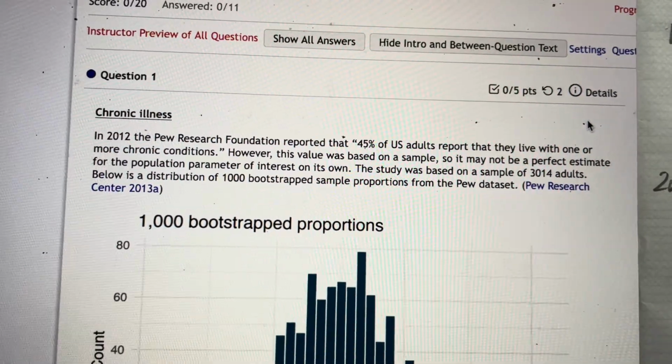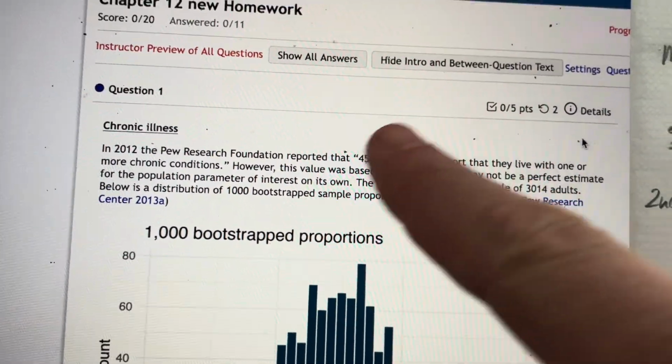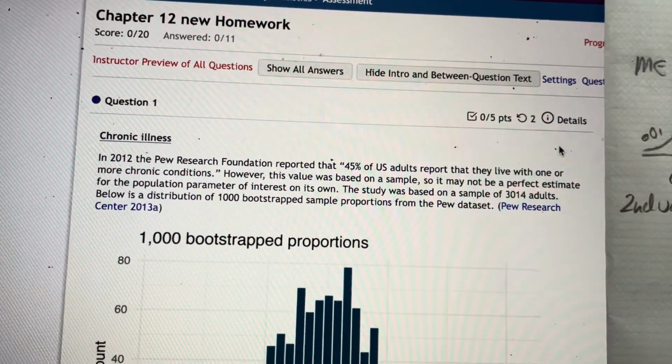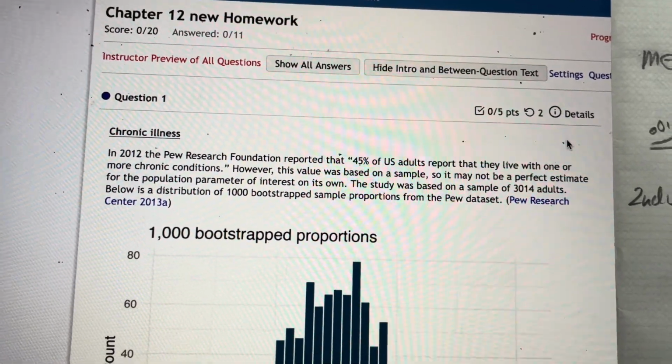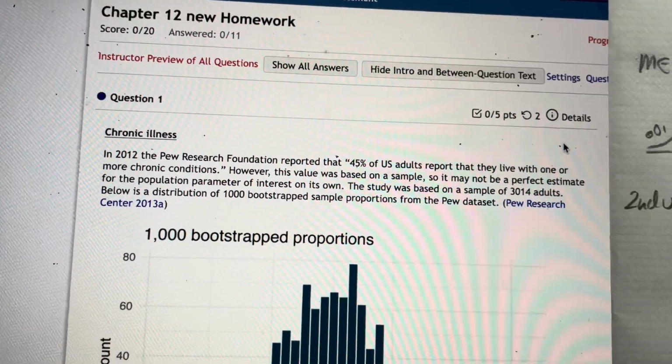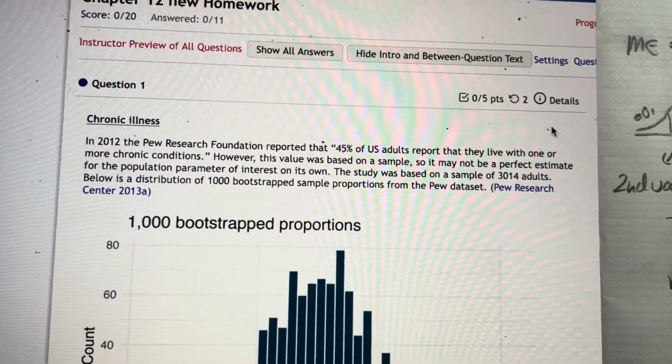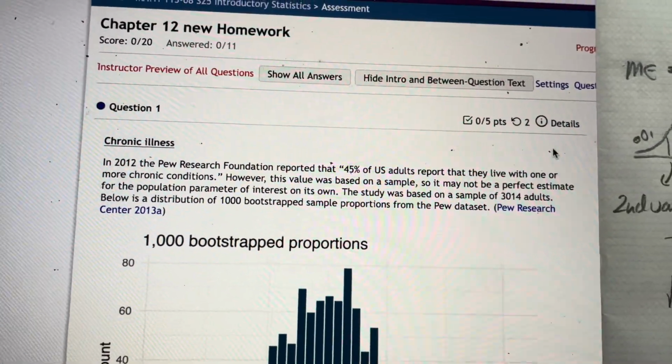However, this value was based on a sample. And because it says it's a sample, this is a p hat. It is not a p. So it may not be a perfect estimate for the population parameter of interest on its own. And when that happens, we often try and generate a confidence interval, which is what we're going to end up doing.